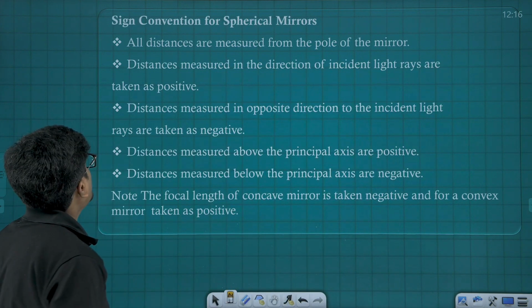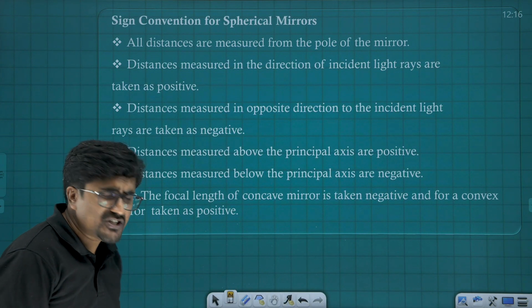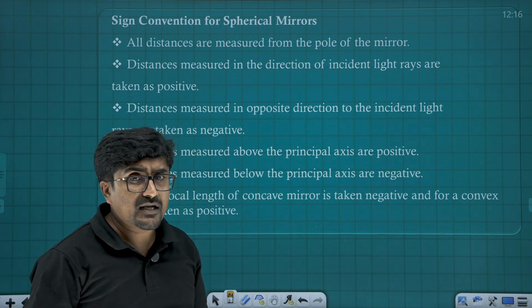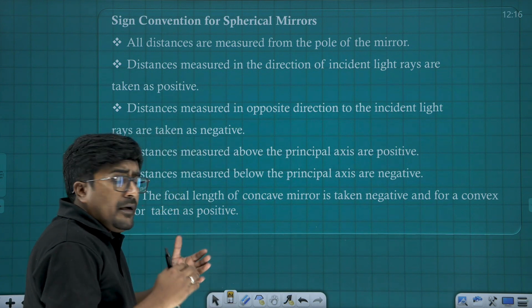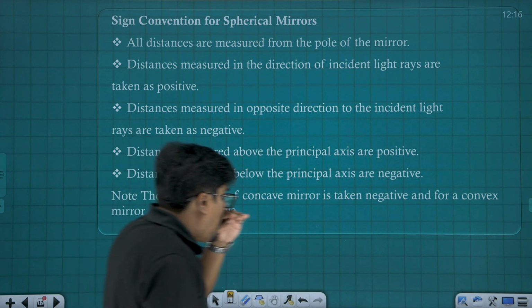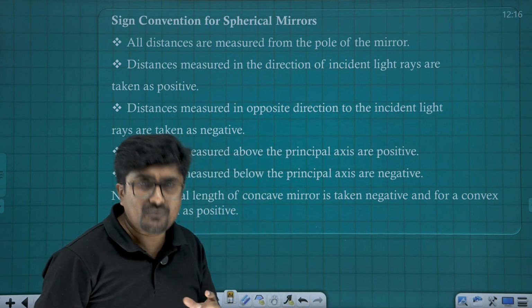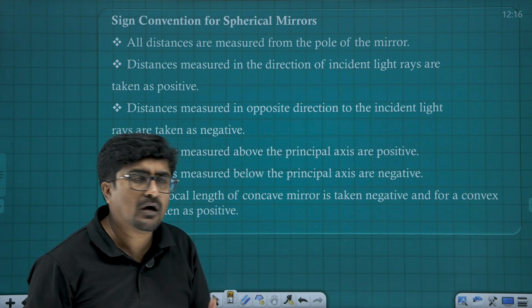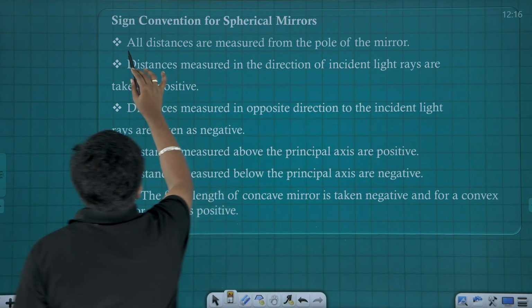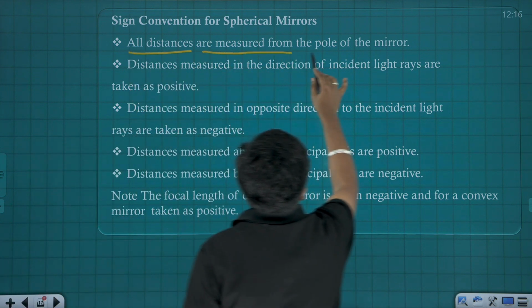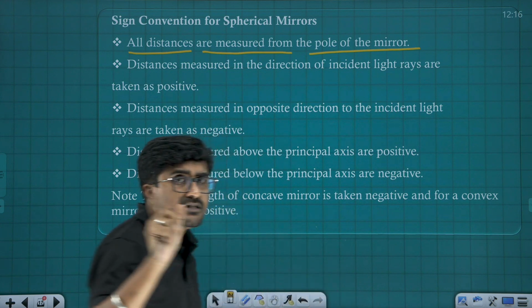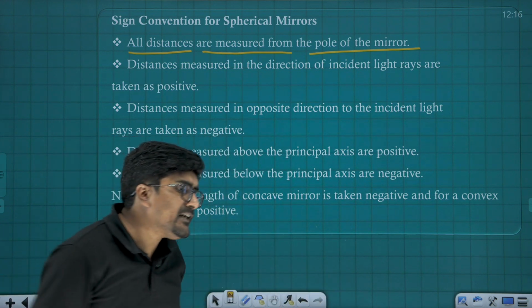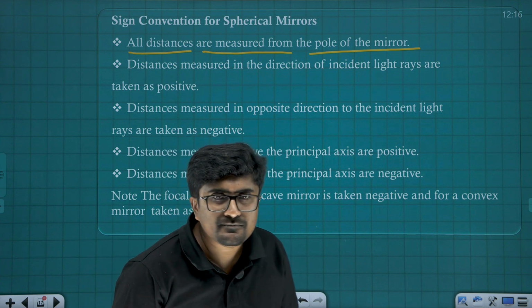Moving to the next, that is sign conventions. This is a very important area while dealing with the numerical part. Basically the thing is like this. All the measurements that you take in case of spherical mirrors are always from the pole only. All the distances are measured from the pole of the mirror. That is the very first point. That means basically you can take the pole as the origin.